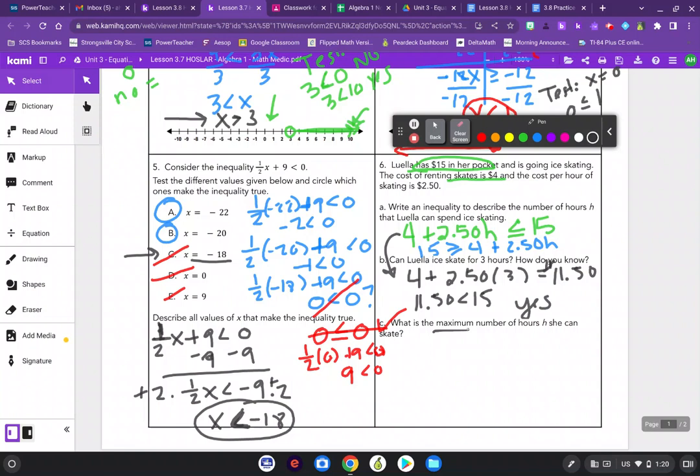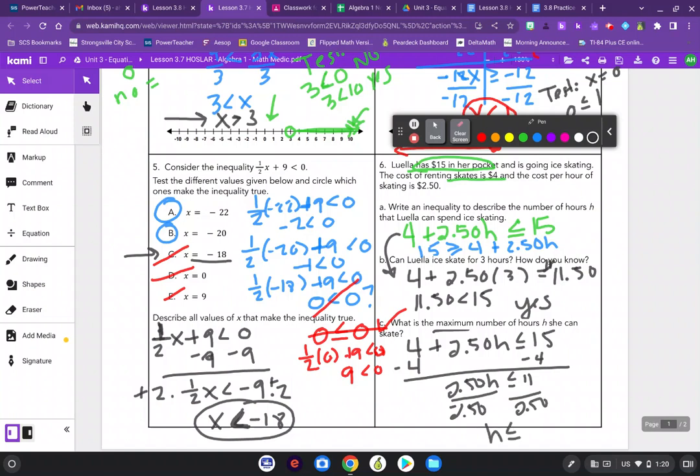What's the maximum number of hours that she can ice skate? So I'm just going to go ahead and solve this inequality, right? I'm going to subtract 4 on both sides. I get 2.50h less than or equal to 11. Divide by 2.50. So h is less than or equal to 4.4.